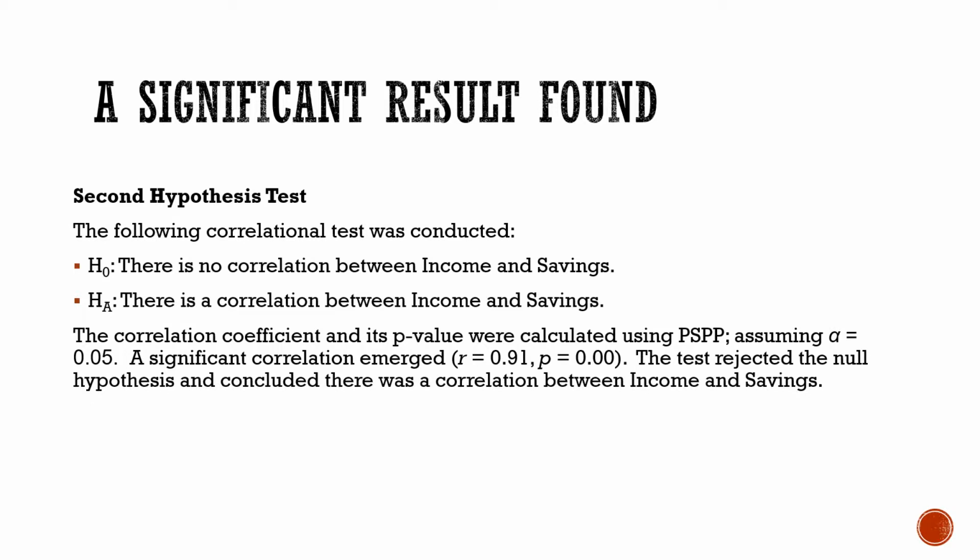Here we saw a significant result found, because in the second hypothesis test, the correlation was conducted with H0: there is no correlation between income and savings, and HA: there is a correlation between income and savings, your null hypothesis and your alternative hypothesis. The correlation coefficient and its p-value were calculated using PSPP, assuming alpha is equal to 0.05. A significant correlation emerged with a correlation of 0.91 and a tail of 0.00. So the test rejected the null hypothesis and concluded there was a correlation between income and savings.